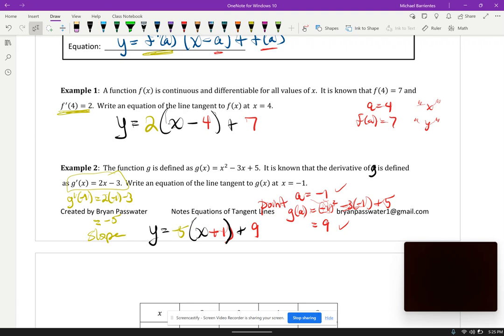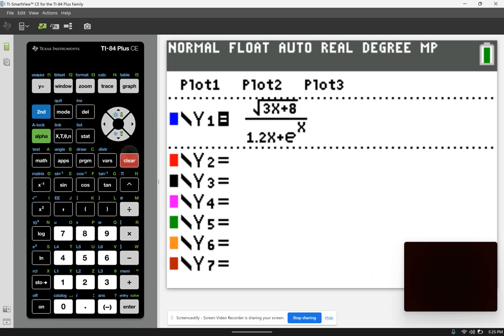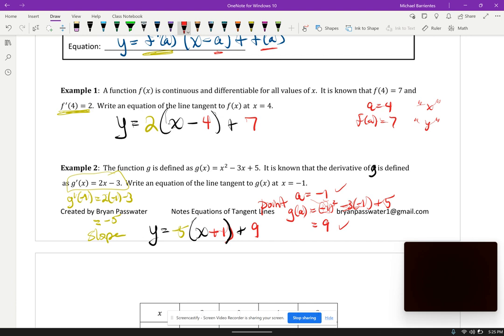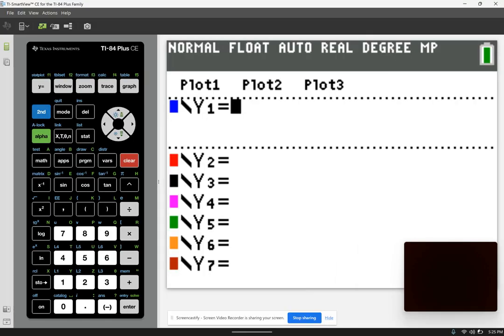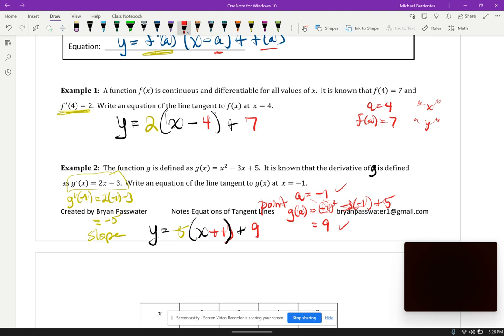So before I end this video, I kind of want to graph this equation and graph the tangent line so that you can see we actually did in fact find the tangent line equation that's going to draw the tangent line at x equals negative 1. So I go to my calculator. Let's go to y equals. We're going to graph this. My equation is x squared minus 3x plus 5. Now you should know what kind of graph that makes.